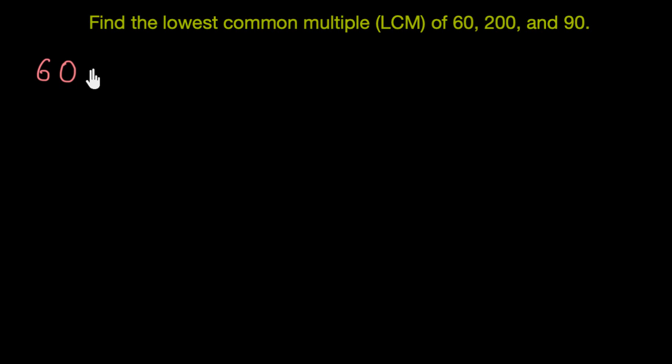So we can write 60 as 6 times 10. 6 is 2 times 3 and 10 is 2 times 5. So the prime factorization of 60 would be 2 square times 3 times 5. Now let's prime factorize 200.